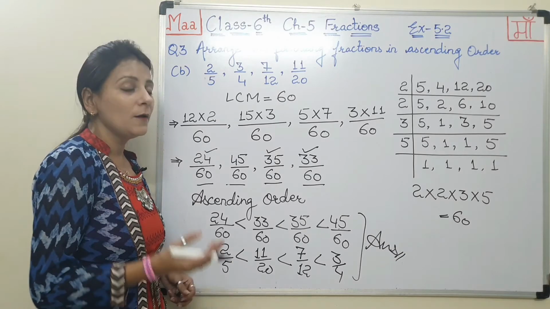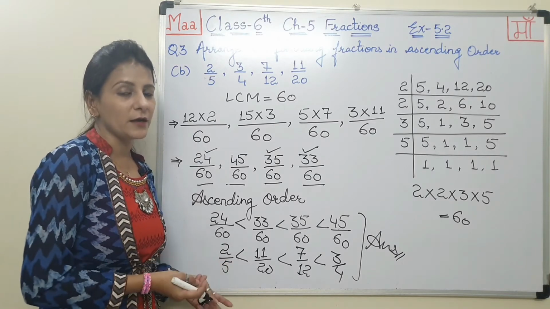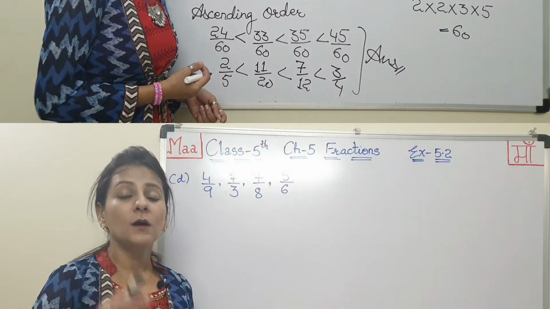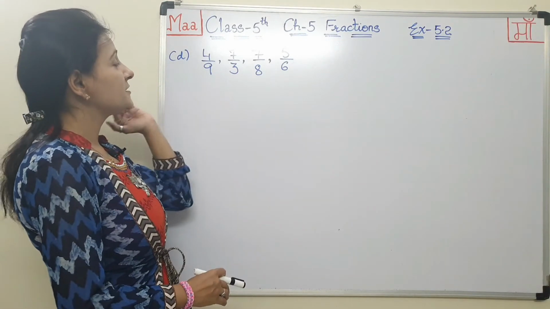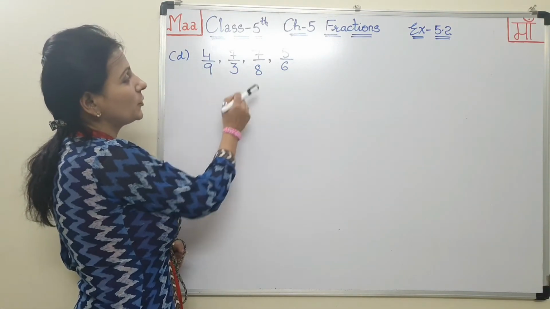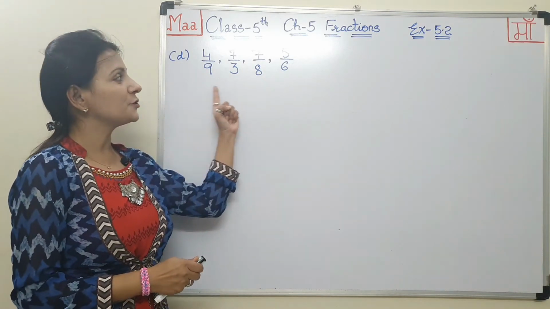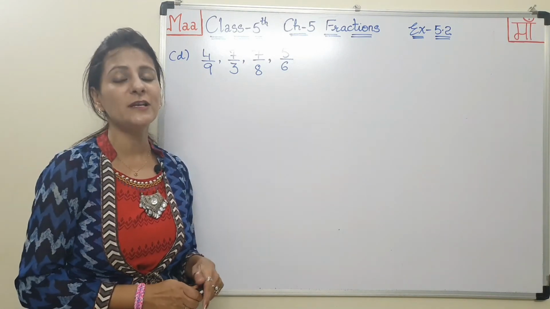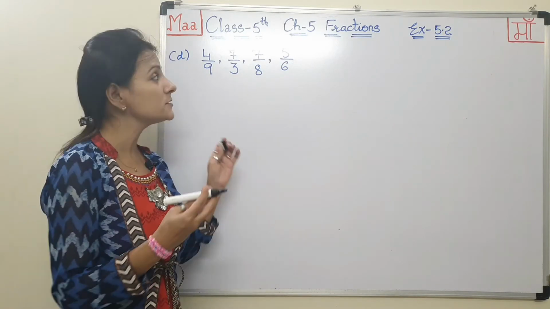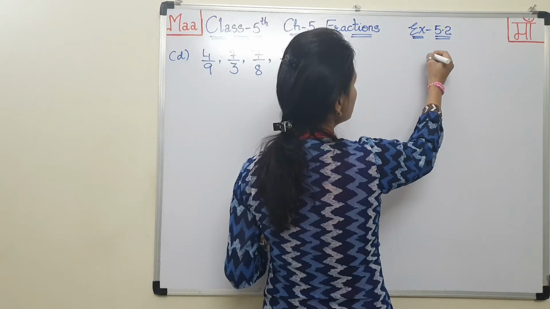So I am explaining one more part to you so that you can understand it more clearly. So students, here I am giving you part D now. It is 4/9, 7/3, 7/8 and 5/6. Again you can see that the denominators are different. So first of all we'll take the LCM of the denominators to make the denominators same.